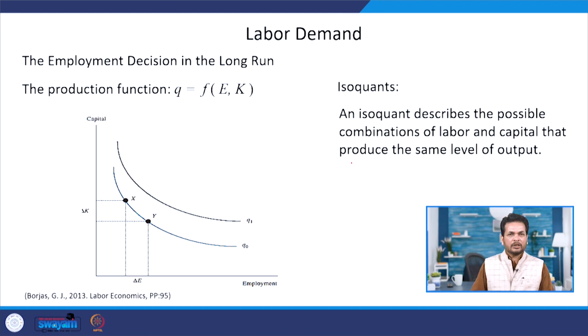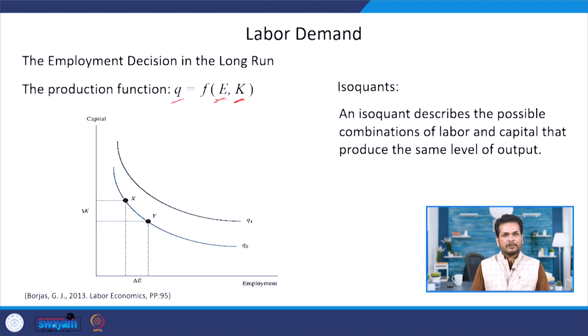Here, we have taken a production function where output is a function of both labor and capital. Since it is the long run, all the inputs are variable. So, any change in the output can come through a change in employment and a change in capital. The farm can produce any given level of output with different combinations of labor and capital. Let me explain through a graph.